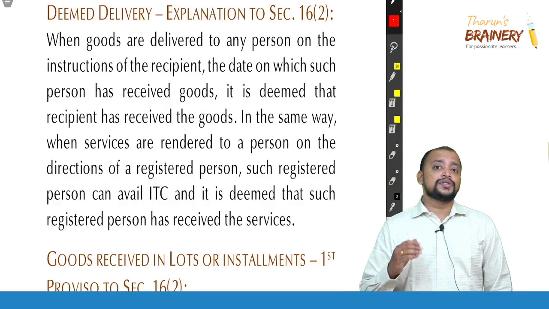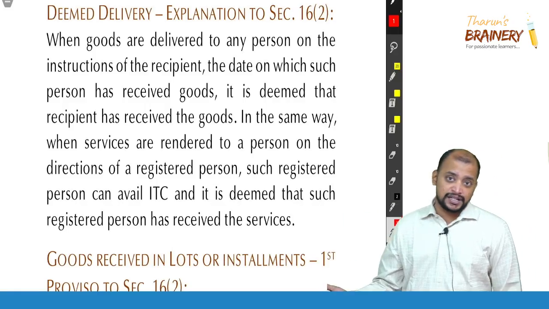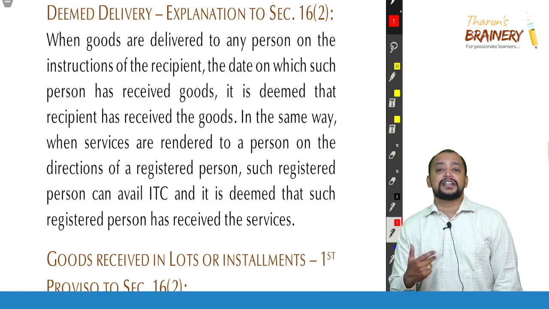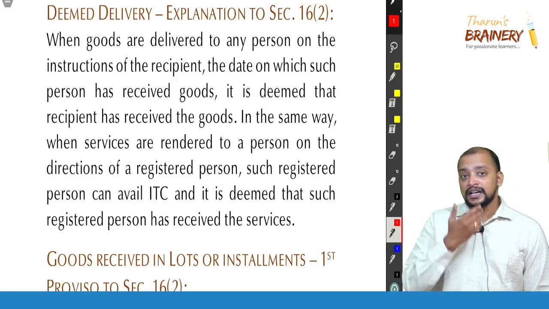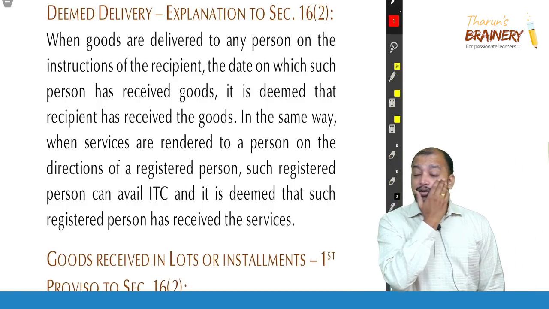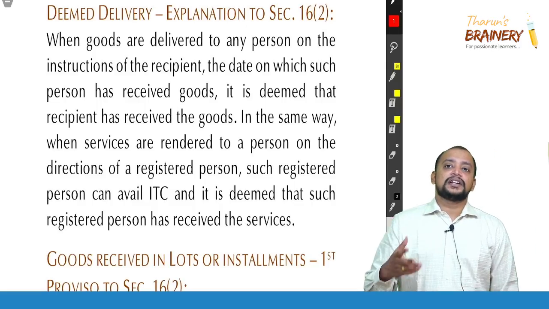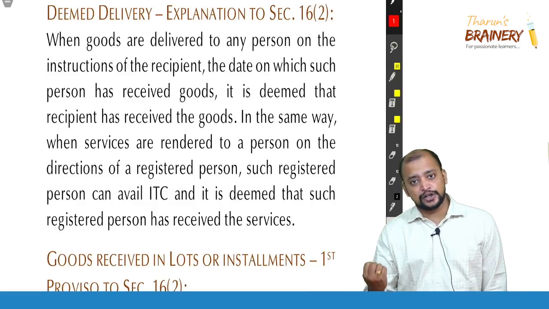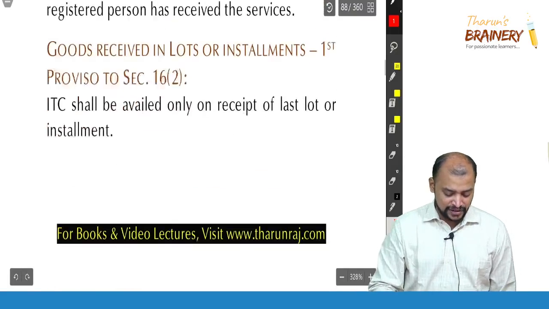In case the goods or services are supplied to some other person and the invoice is raised to another person, the person to whom the invoice is raised can avail the ITC. The date on which that person, that is the shipping address, has received the goods or services should be deemed as the date on which the billing address has received the goods or services.